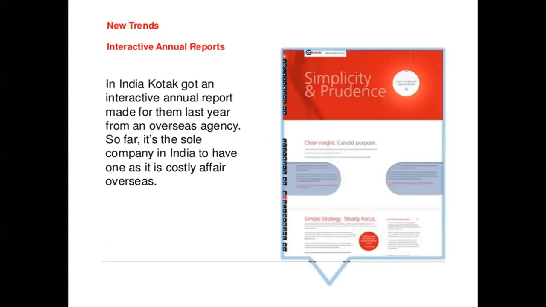This is an example of an interactive annual report. In India, Cortec got an interactive annual report made for them last year by an overseas agency, as it is a costly affair to do it in India. So for overseas, they have made it. This is basically a theme, and this is the first page of that.